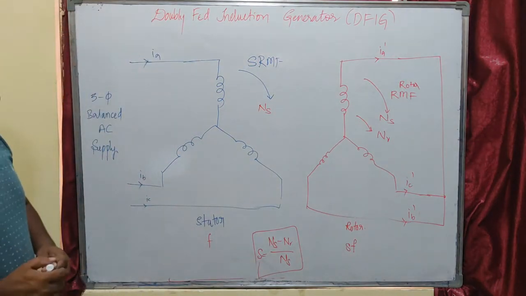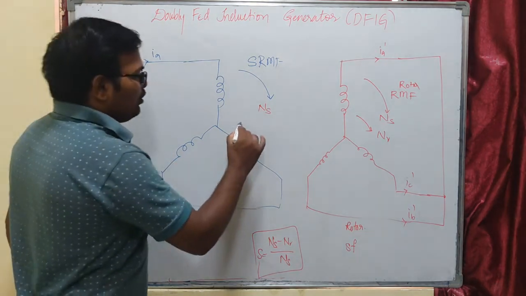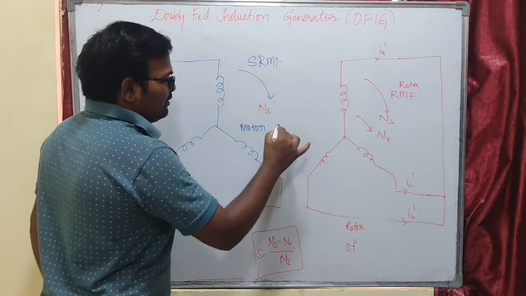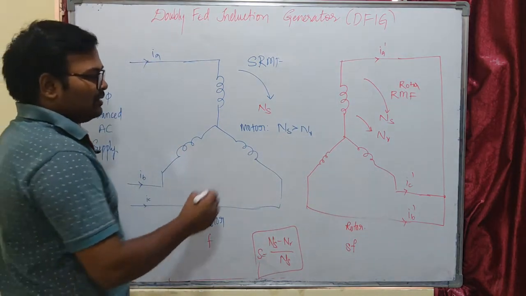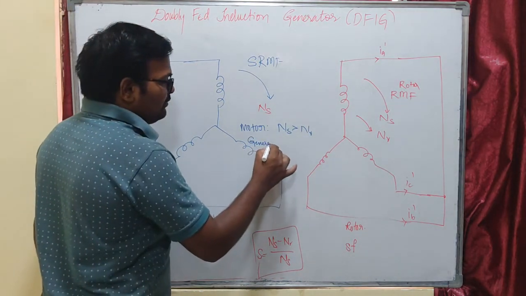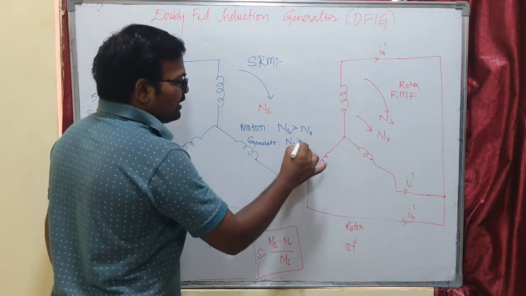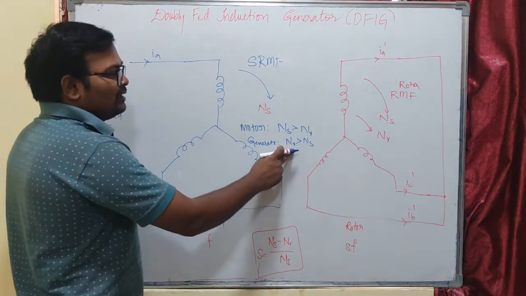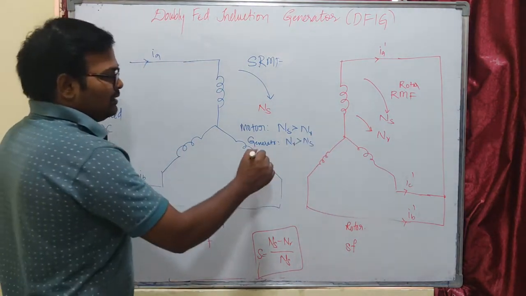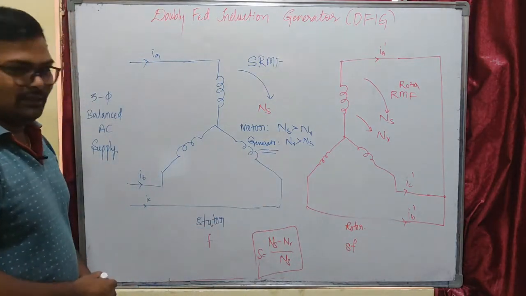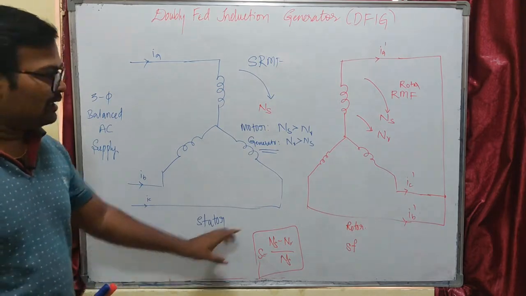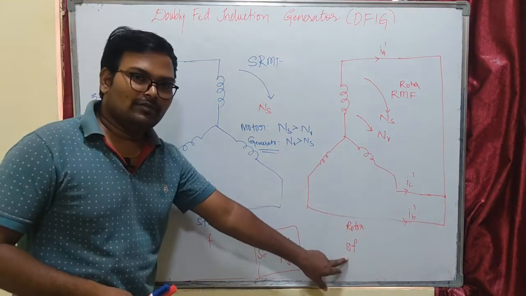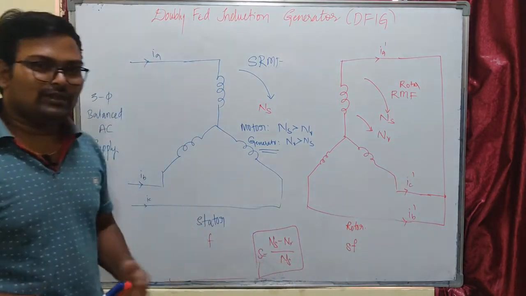We know that for motor operation, ns is greater than nr. Synchronous speed is greater than our rotor speed. For generator operation, nr will be greater than ns. When the rotor speed is greater than synchronous speed, the induction machine is operating as a generator. One more thing, our stator operates at the supply frequency f, and the rotor current frequency is the slip frequency, that is s times f, where s is slip. You know that, right?